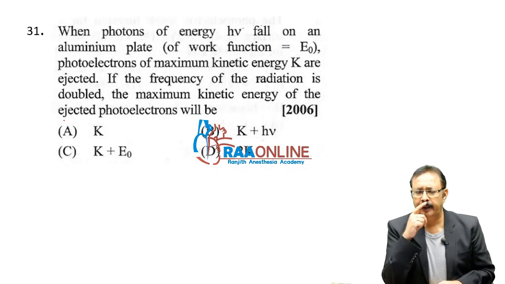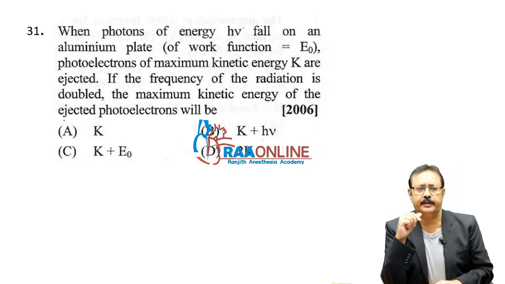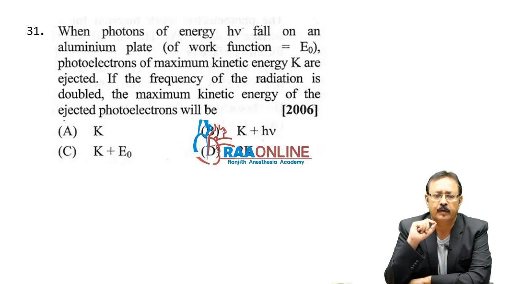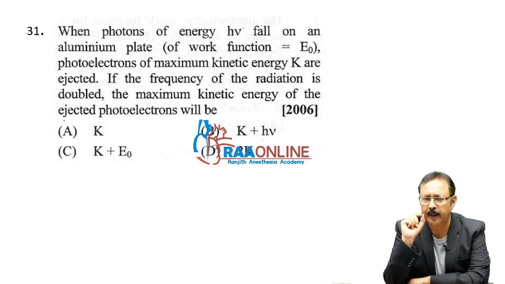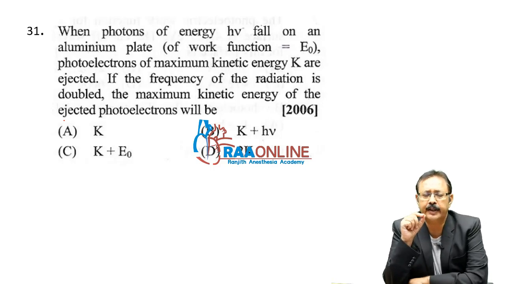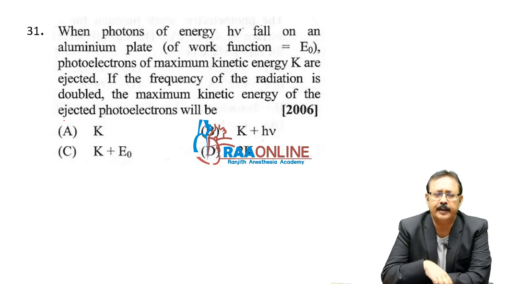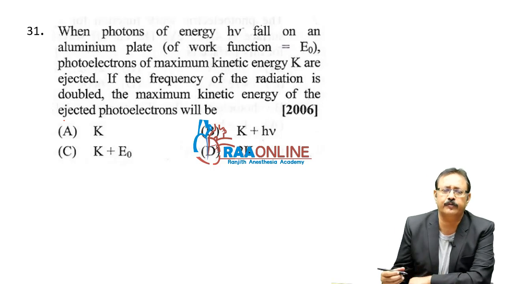Next, it is from 2006. When a photon of energy h nu falls on an aluminium plate of work function E naught, photoelectrons of maximum kinetic energy K are ejected. If the frequency of the radiation is doubled, the maximum kinetic energy of ejected photoelectrons will be?